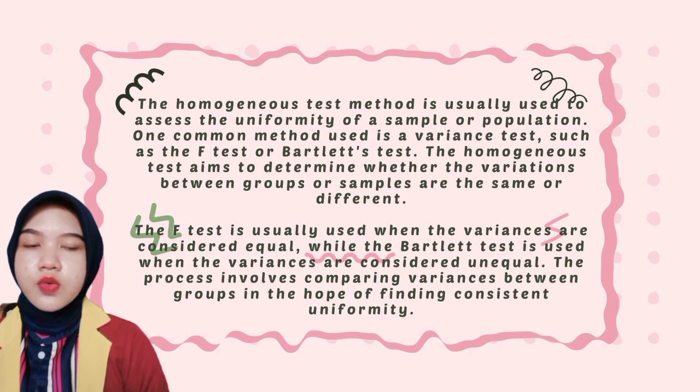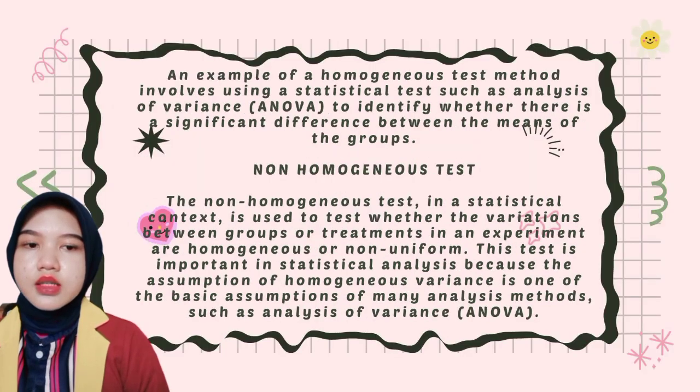are considered unequal. The process involves comparing variance between groups in the hope of finding consistent uniformity. An example of a homogeneous test method involves using a statistical test such as analysis of variance, ANOVA, to identify whether there is a significant difference between the means of the groups.